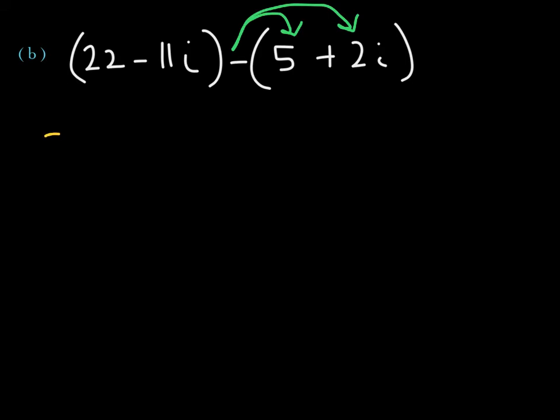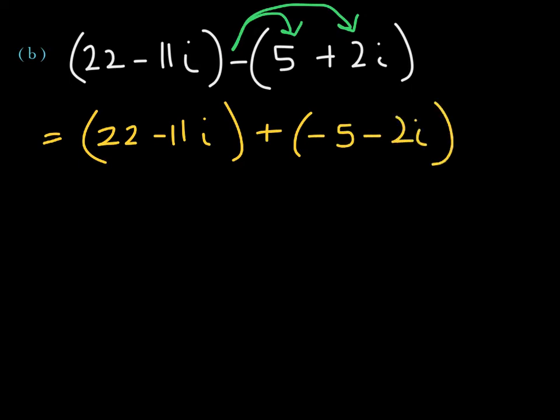It's easy to make a sign error here, so be careful. I've seen a lot of students make a sign error, so you may want to rewrite this as 22 minus 11i, nothing changed there, but now this is addition of negative 5 and minus 2i. That's one way to do this.